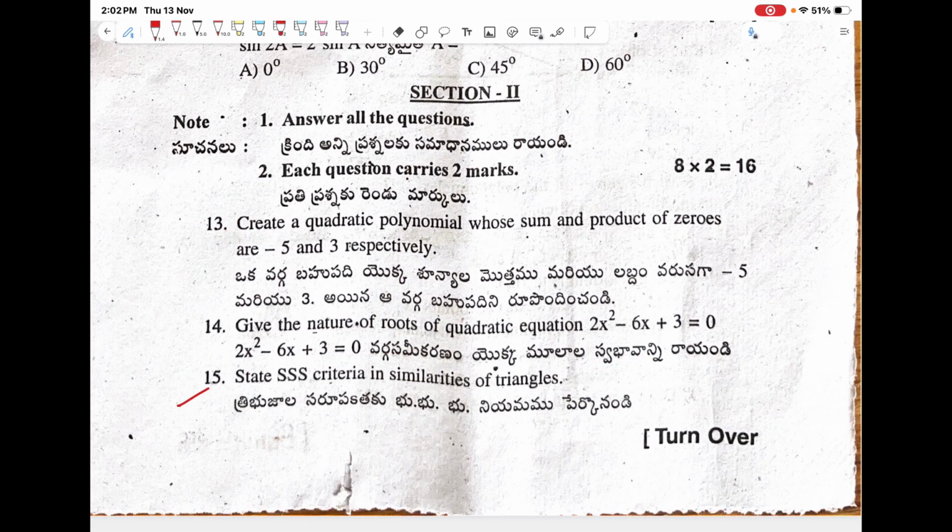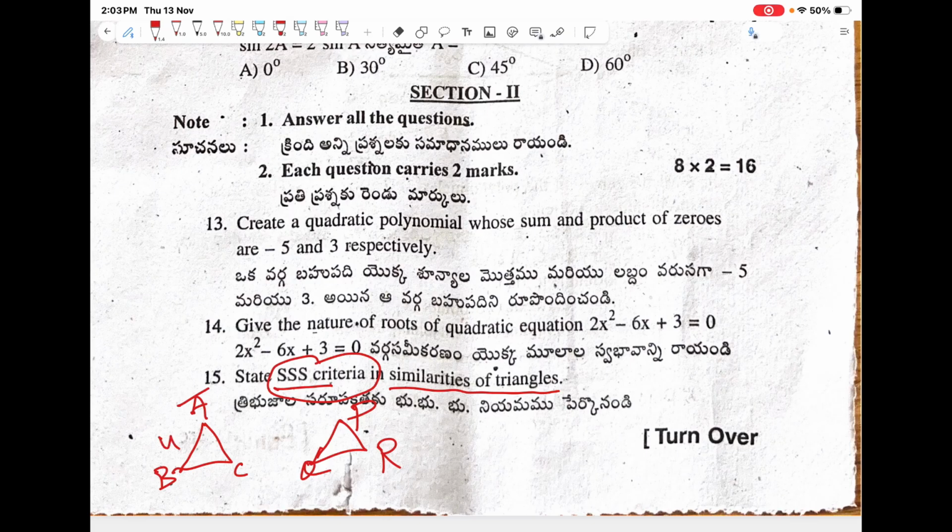Look at question number 15. State the triple S criteria in the similarity of triangles. To compare the similarity of triangles, we should take two triangles, and they are asking especially for the triple S criteria. You take two triangles, one is ABC and another one is PQR. When corresponding sides are equal, then we consider the two triangles similar under the triple S criteria.